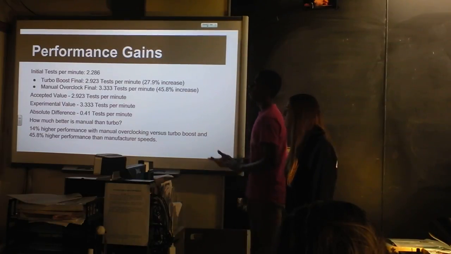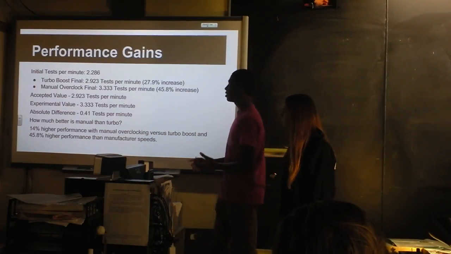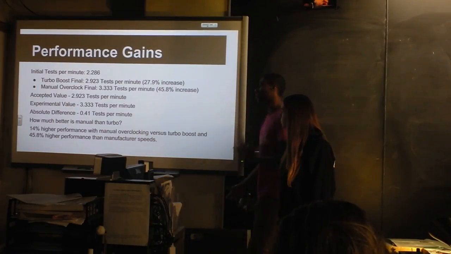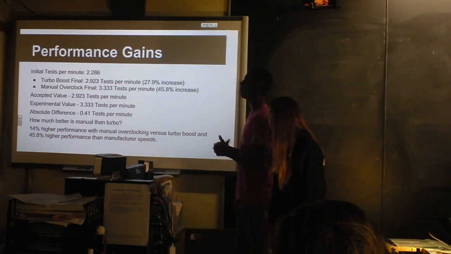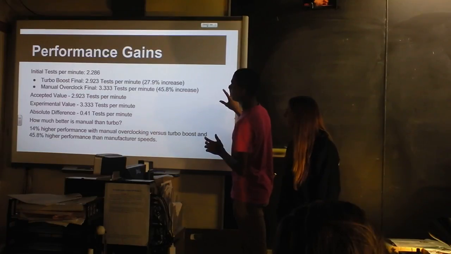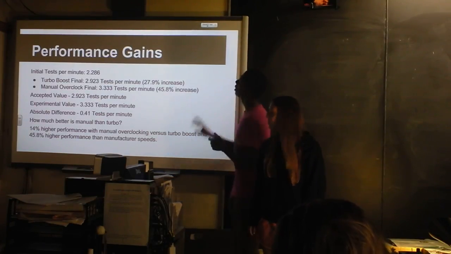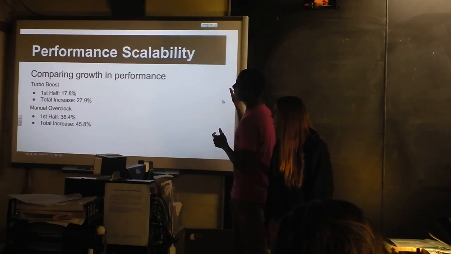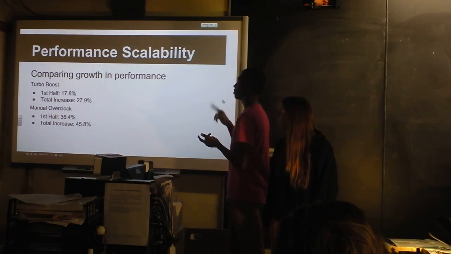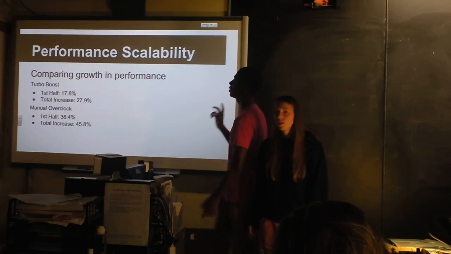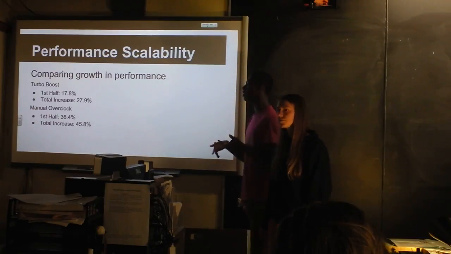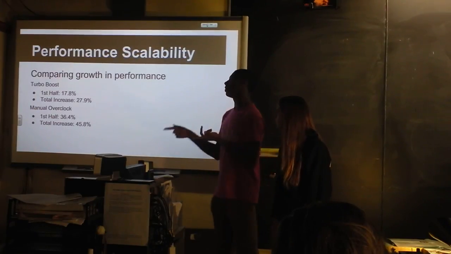standard. And then, so manual overclocking got us a 14% higher performance than Turbo Boost did, and 46% higher than manufacturer, which is really awesome. And we predicted like 20%, so that's way higher than we predicted. And then, this is just an analysis of the diminishing returns. They both increased a lot more during the first half than they did in the second half. More so with the manual than the turbo.